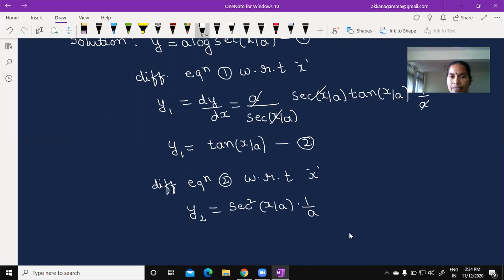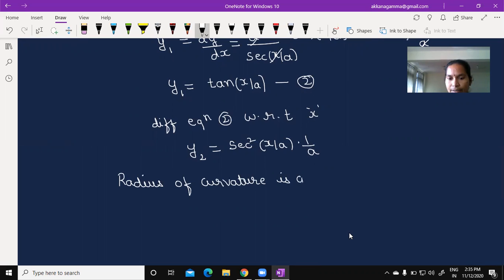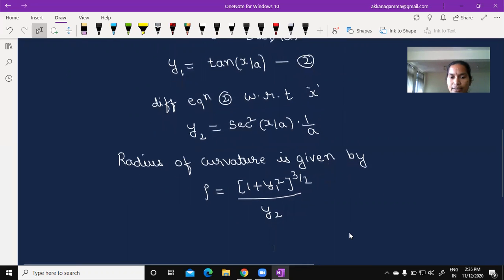After getting the first derivative and the second derivative, we have to take the radius of curvature in Cartesian form. Radius of curvature is given by rho is equal to (1 plus y1 square) to the power 3 by 2 divided by y2. After finding the derivatives, we substitute here. What is my y1? Here we have tan of x by a.